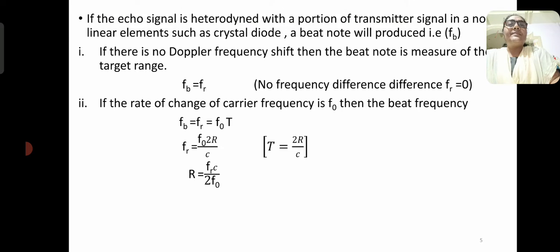If the echo signal is heterodyned with a portion of the transmitter signal in a nonlinear element, such as a crystal diode, a beat note is produced, that is fb. If there is no Doppler frequency shift, then the beat note is a measure of the target range, so fb equals fr. The Doppler frequency difference fd is equal to 0. If the rate of change of carrier frequency is f0 dash, then the beat frequency fb equals fr equals f0 dash into T.